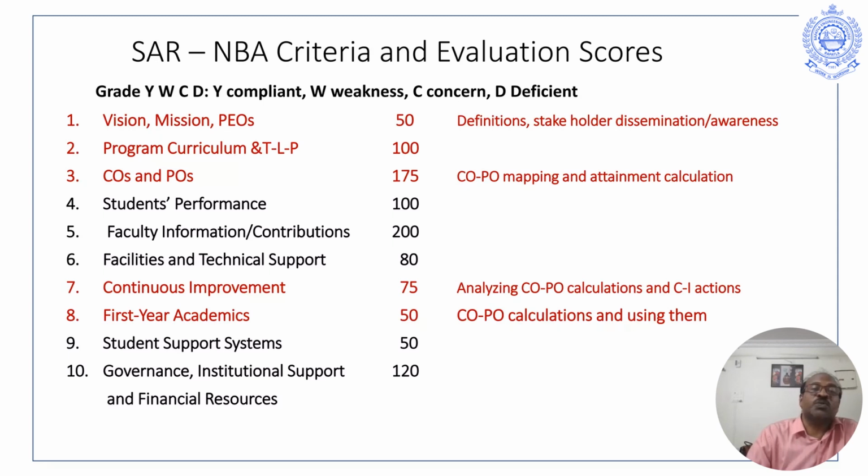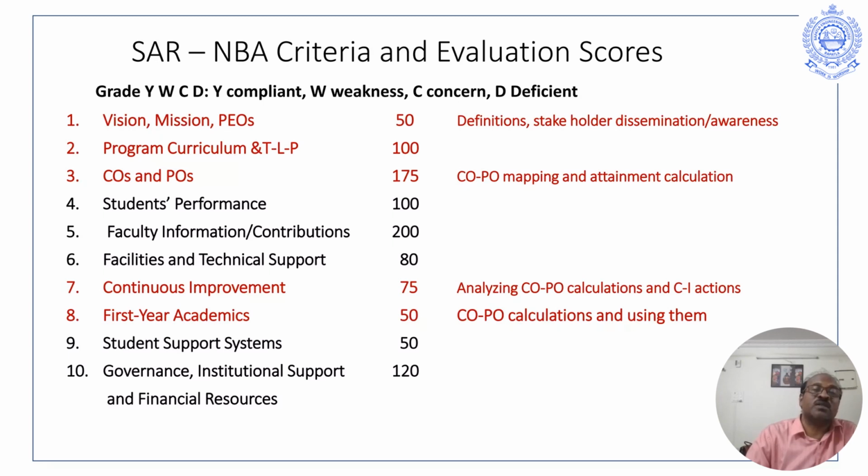Second, criteria 2, the program curriculum, teaching, learning, practice, that is 100. COs and POs, 175 weightage. The fourth criteria, students' performance, 100. Faculty information contribution, the maximum marks, that is 200. Fifth criteria, facilities and technical support, 80.